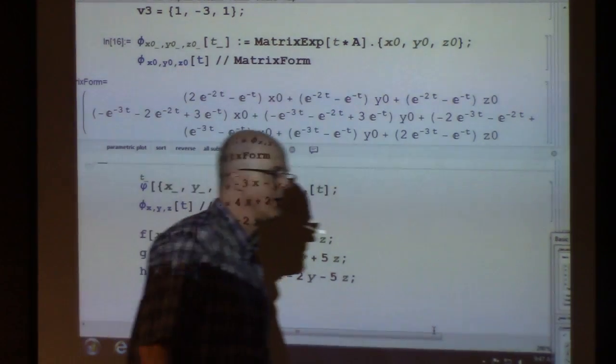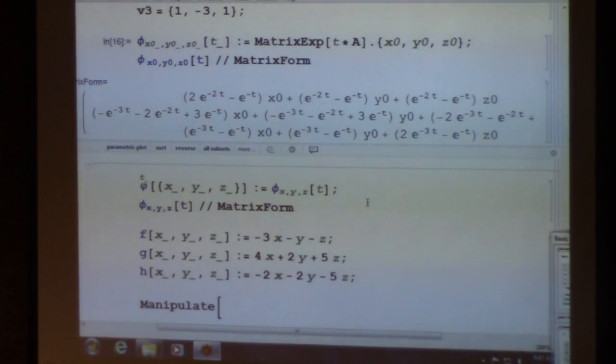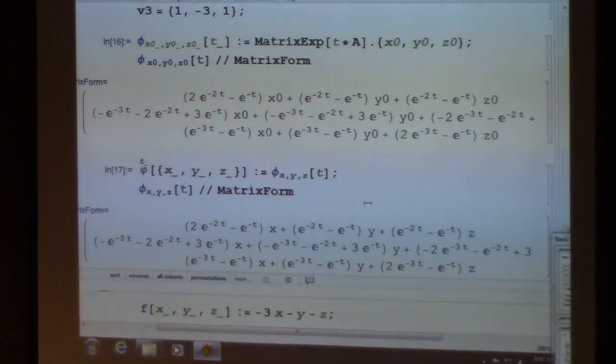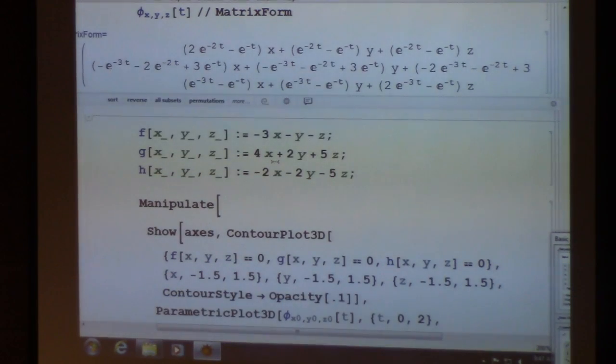You can do the flow. It's got the same formula, except we use x, y, and z instead of x0, y0, z0. You want to think of this in terms of t being fixed, and think of this as a linear function of x, y, and z. But then it's a family of functions. For each t, you get a different function. And you can think about how sets get mapped under the flow, and we will here in just a second.